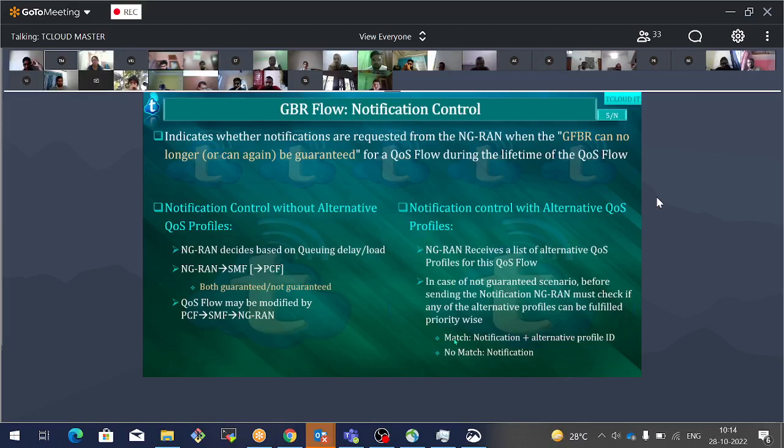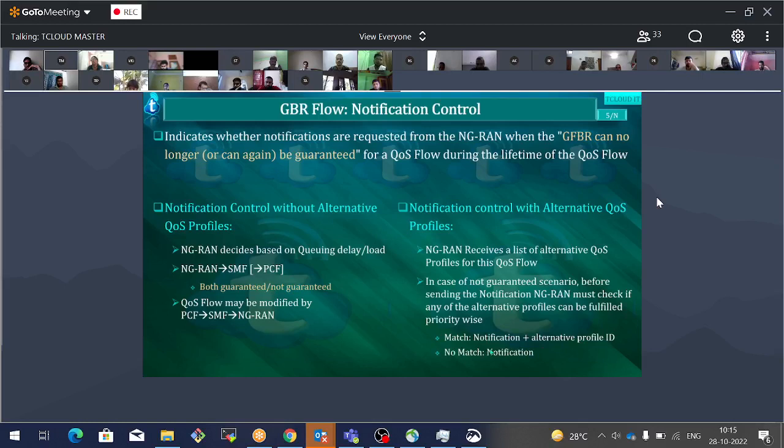If it is a match, it will send a notification to the SMF reporting that, hey, I have selected so and so alternative profile ID. So I am definitely not using the GBR that you have requested, I cannot do it, but I'm going for an alternative profile. But I'm reporting to you what I'm taking up.